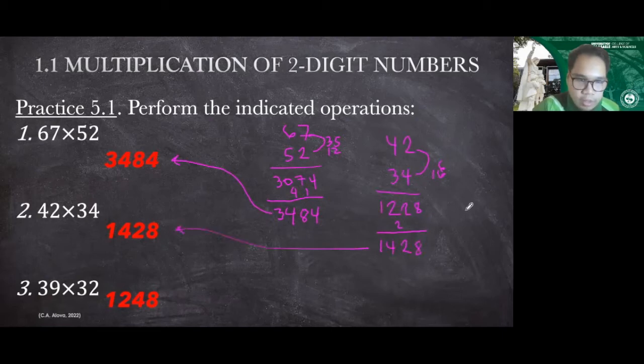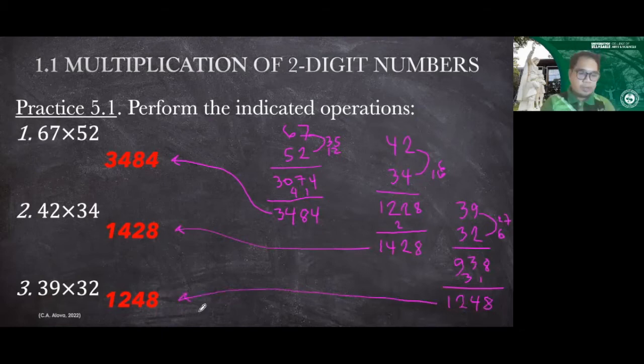And for number 3, 39 times 32. So what we have is 3 times 3 is 9. We have 3 times 2 is 6. Add that to the product of 3 times 9, which is 27, and then that's going to be 33. And then we know that 9 times 2 is 18. Carry the 1, right? The 8. So what we have is 1, 2, 4, 8, which is the answer right here.